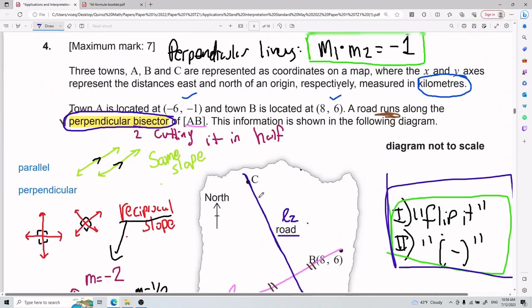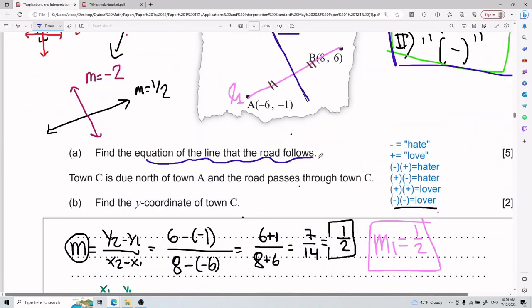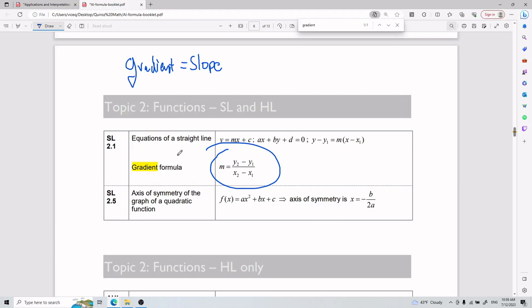All right, so for the equation of the line that the route follows, which is L2, I already have the slope. There's a couple of ways for finding the equation of a line. The one that I think is the best, which I think is in your formula booklet.